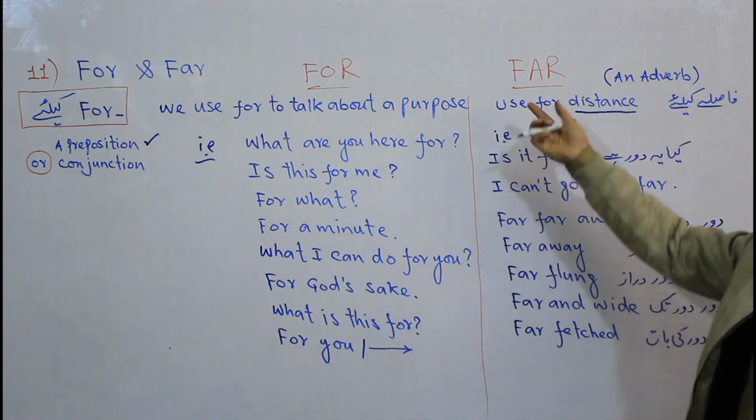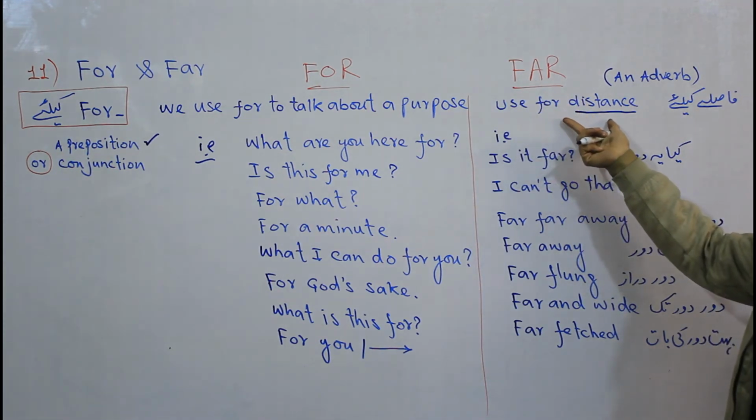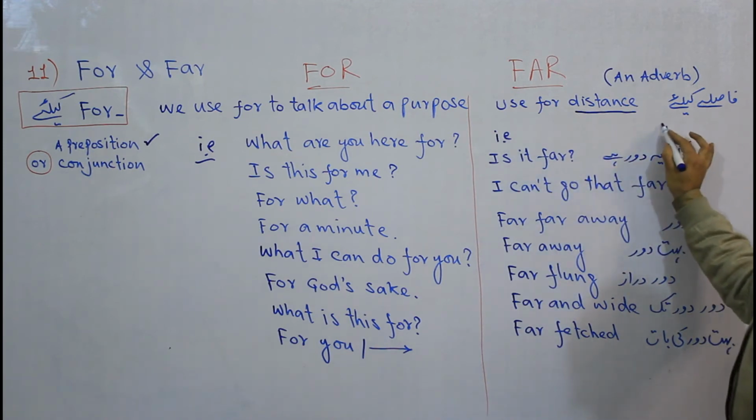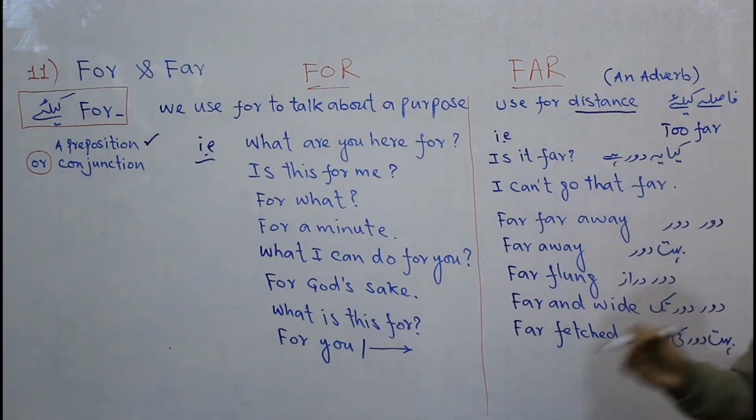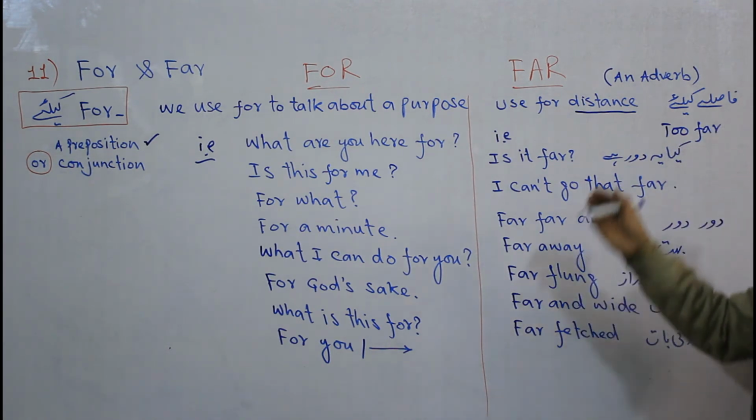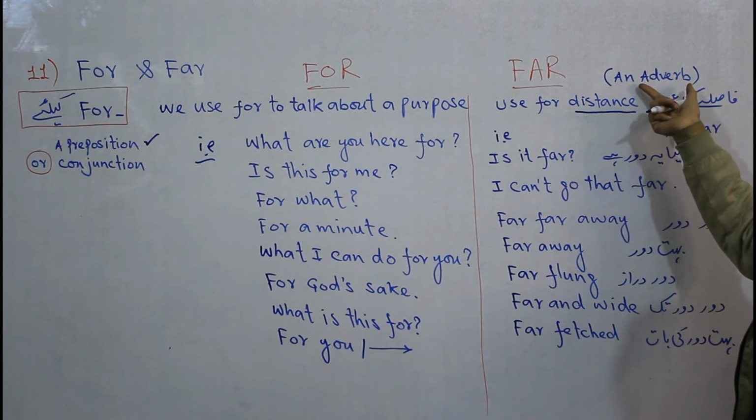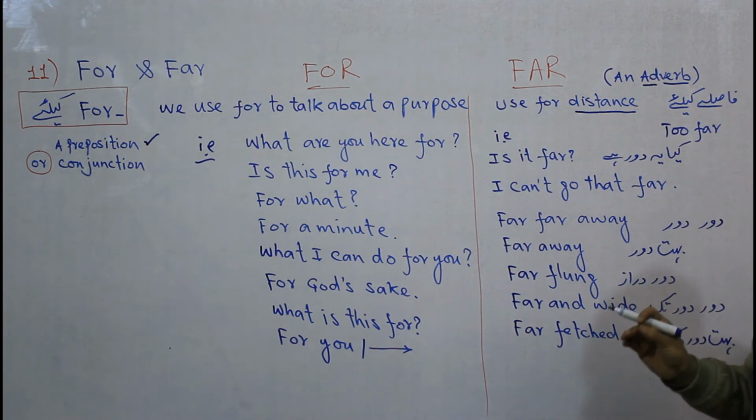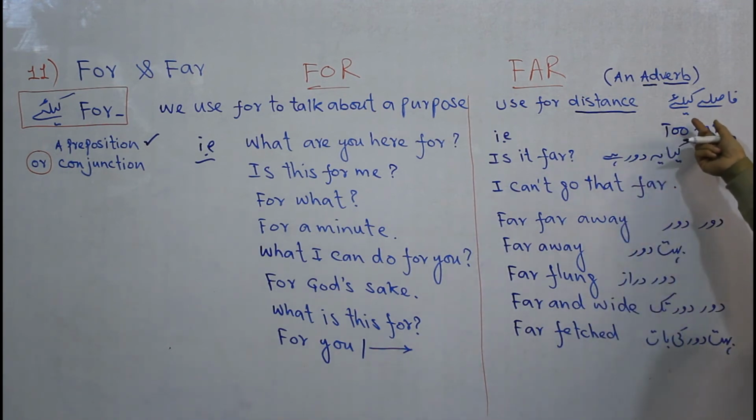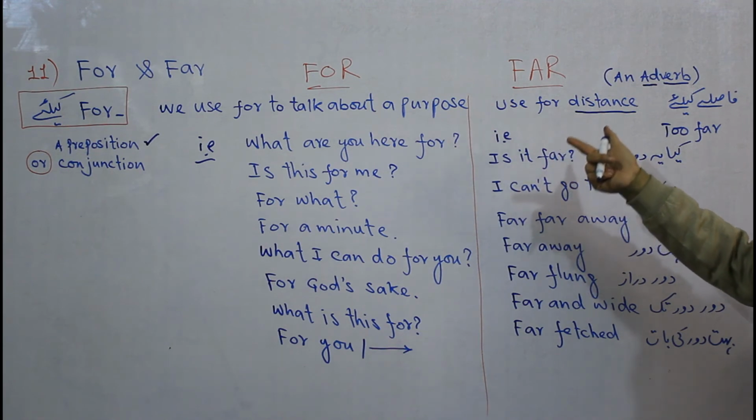Now let's talk about far. It's far, too far. Means ये बहुत दूर है. Far is used for the distance, यानी फासले के लिए. It's an adverb. Adverbs are the words that add something in the meaning of a verb. उर्दू में इसका मीनिंग है फासले. फासले के लिए, क्योंकि अगर दूर है कोई चीज तो we say it is far.